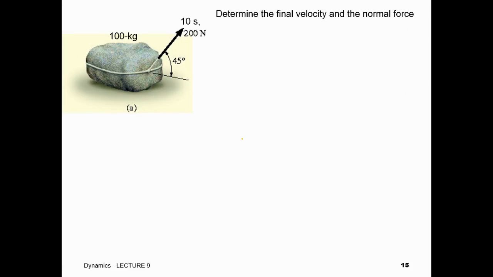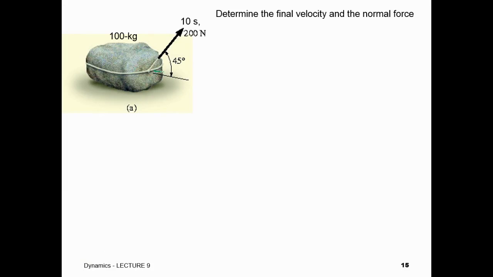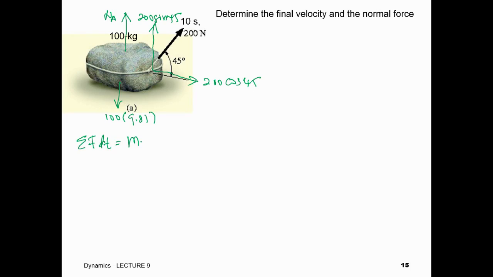Okay, let's do it again. This is (200 cos 45). This is 200 sin 45, acting upward. This is 100 times 9.81. And then from the equation of mv2 minus mv1. So F, force acting, this is the only force acting kan.